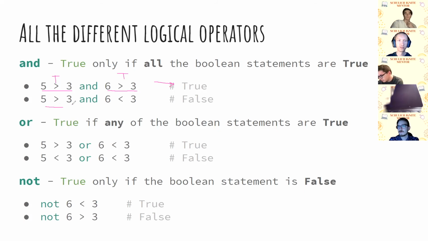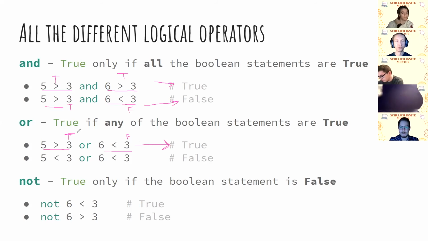For the second portion, this one is the same. So it is true. Is 6 less than 3? Well, this part is false. So if we have something that's true and false, that results in a false because one of them is not true. For the or statement here, we have the 5 greater than 3 again. This piece is true. 6 is less than 3. This one is false. But with the or, we only need one of them to be true. So true or false, well, that does give us true because one side is true.